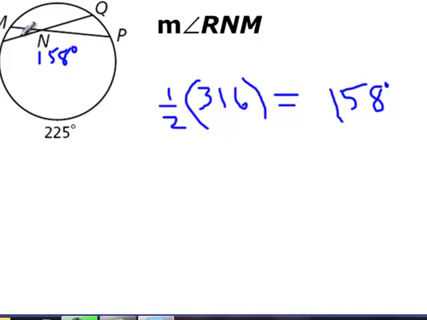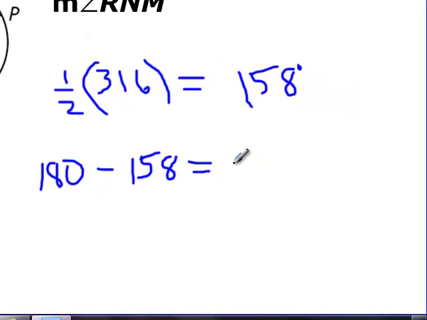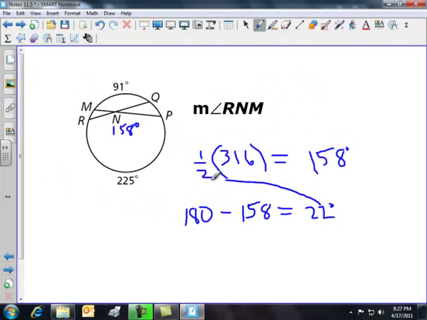So can you guess how we're going to find RNM? Right. We will just take the supplement of the 158 degrees, which is 22 degrees. Okay, that'll be your answer.